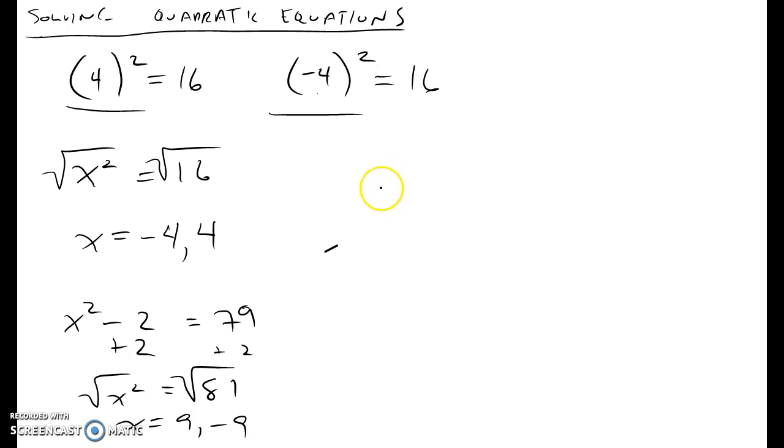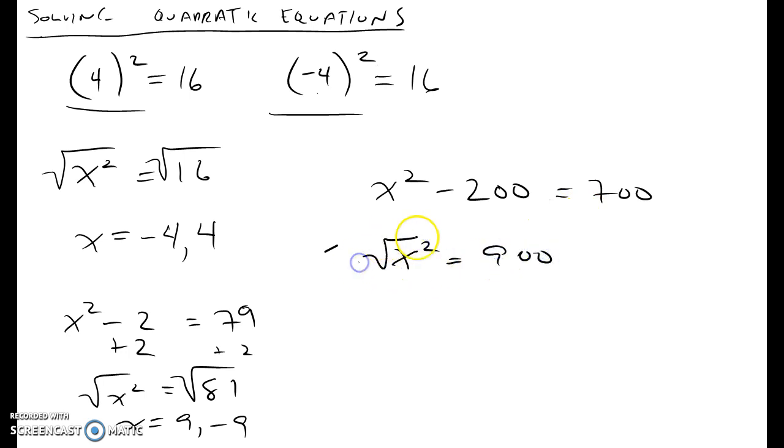If you get x squared minus 200 is equal to 700, for example, add the 200 to both sides, and you wind up with x squared is equal to 900. Now we're going to take the square roots. X is both 30 and negative 30.